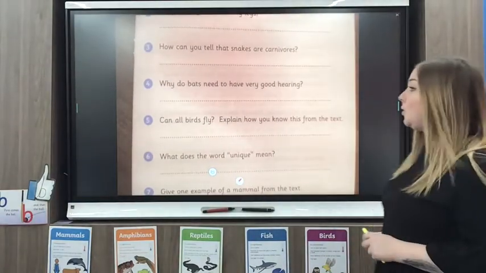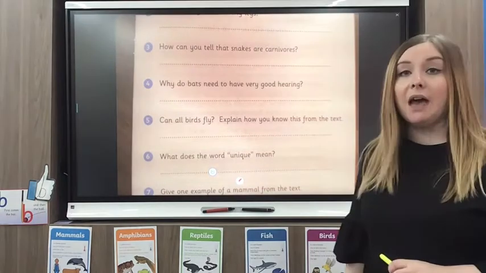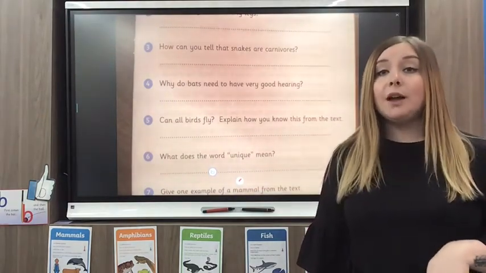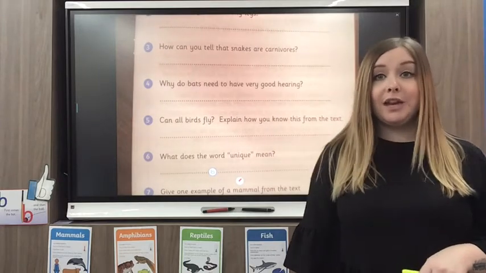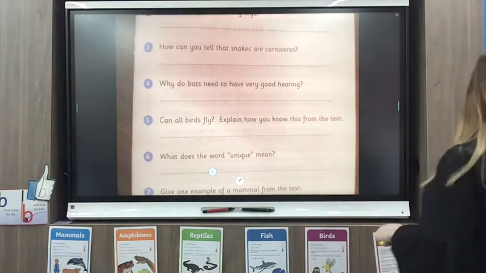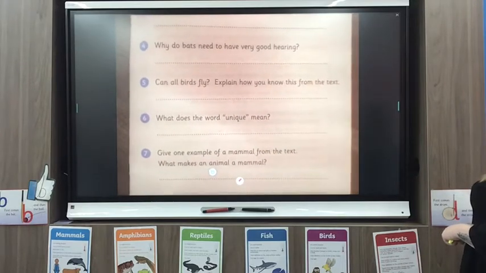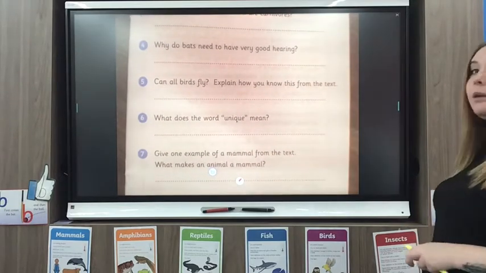Question four. Why do bats need to have good hearing? Now, we've done lots of questions like this now where we're retrieving our information like Rex Retriever. So I'm not going to turn to the bat page. I want to see if you can figure that one out on your own.